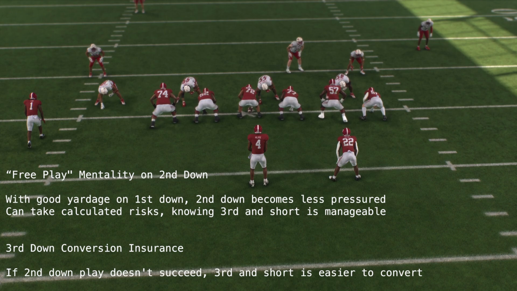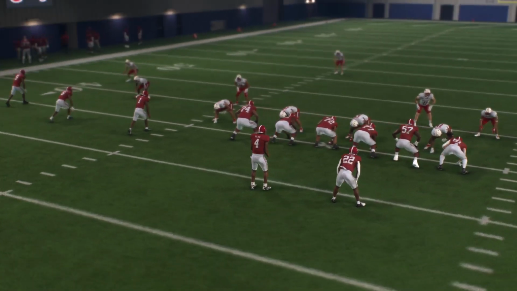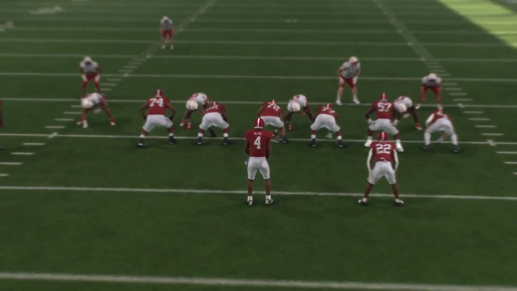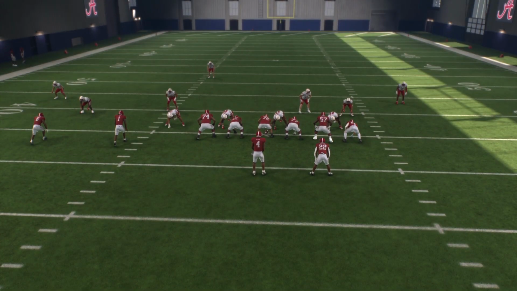So you see, running the ball on first down gives you way more data than throwing the ball does in terms of what plays you want to put on the field for second and third. And it also sets you up better for success on fourth down if you decide to go for it. All right, so that's sort of like a little philosophy tangent on when to run.